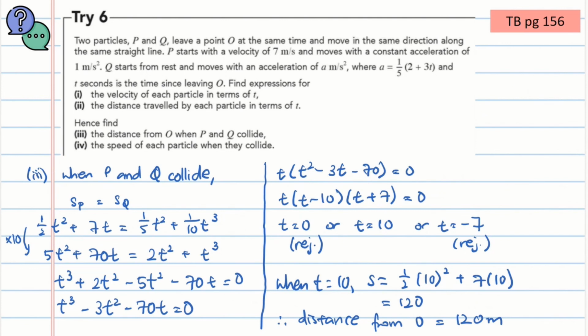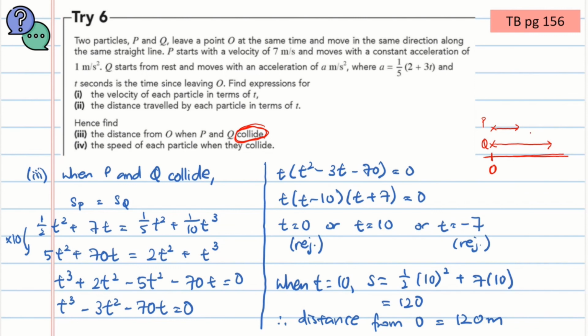So in part 3, it says to find the distance from O when P and Q collide. Okay, so we need to understand what colliding means. Colliding means that they are actually at the same location itself, because they must meet in order to collide. So how does this collision actually work? Just now we had our O, and then we have P and Q, right? They both travel at different speeds, by the way. So Q could be faster than P, or P could be faster than Q. I'm not too sure. I didn't dwell on looking at the velocity expression that we have.